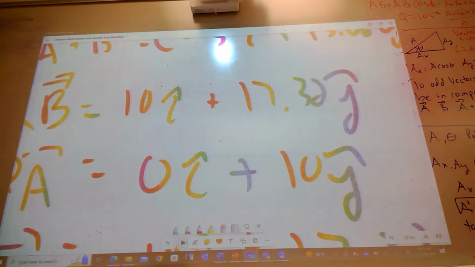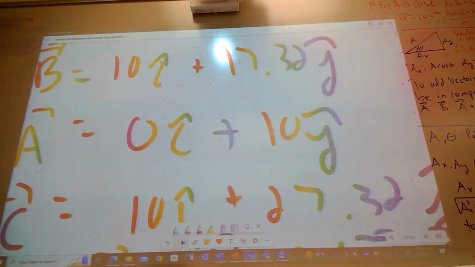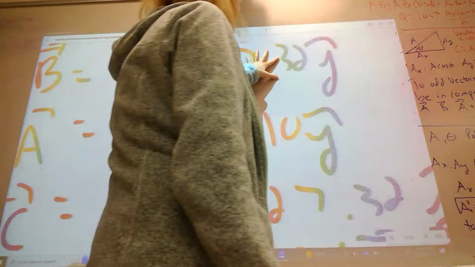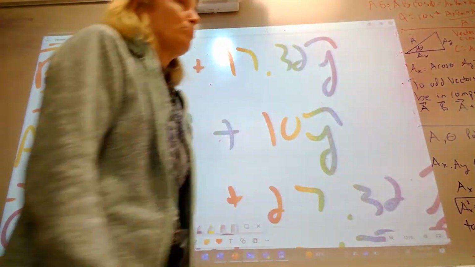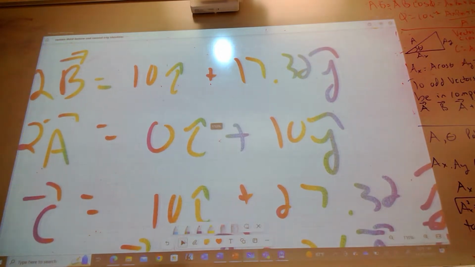Kaylee, do you have 2a plus 2b? Good. So all we do, again, we add the x to the x. We get 10 plus 0 is 10. 17.32 plus 10 is 27.32. So it's the same thing over and over in adding vectors. We have it in component form. We add the x to the x, the y to the y.